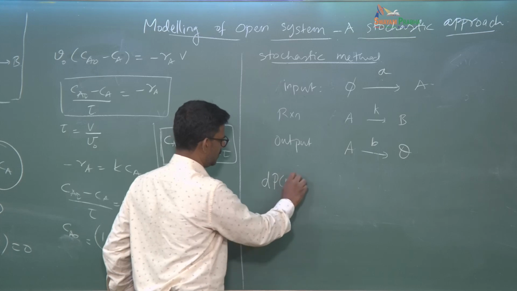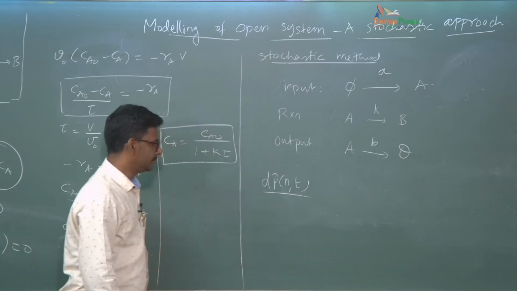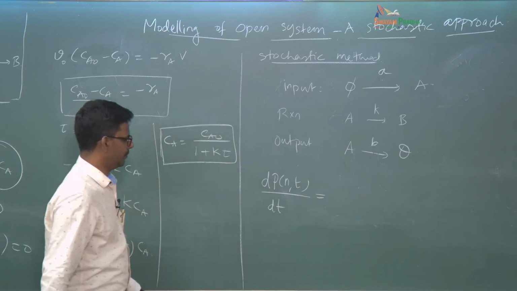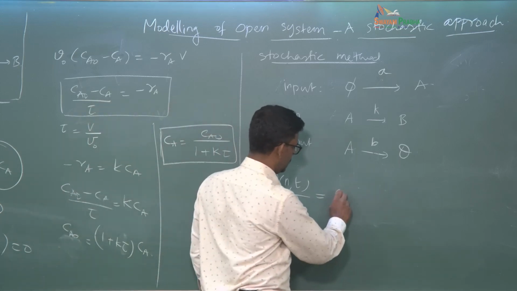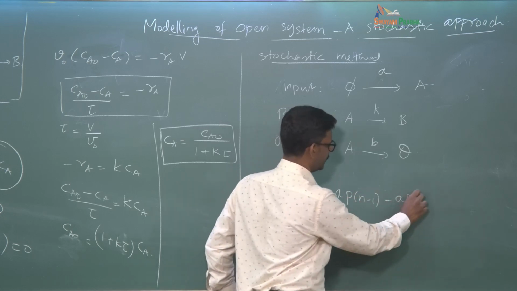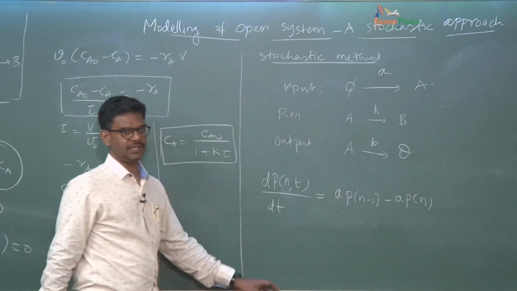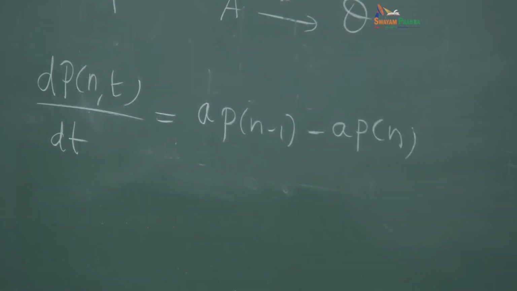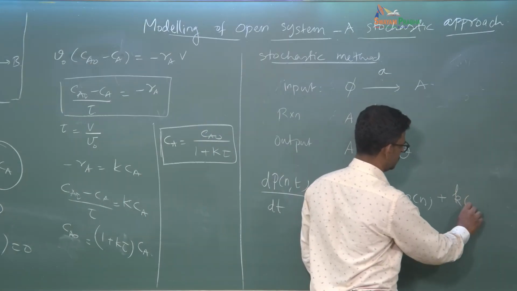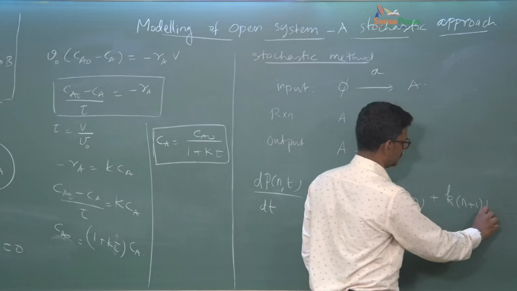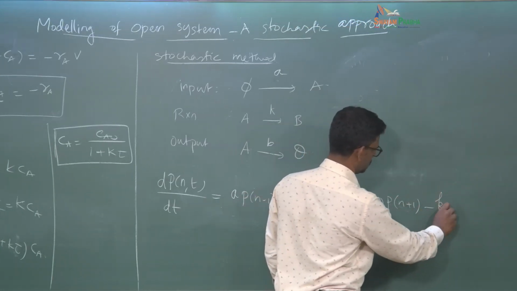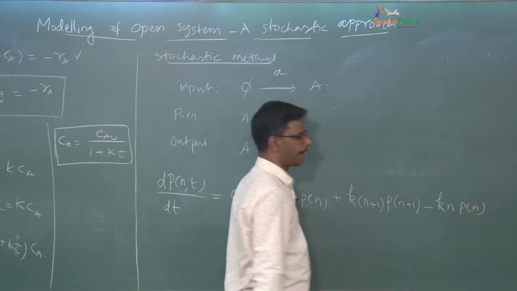So d of P(n, t) by dt, like before we have A times P(n minus 1) minus A times P(n). This models the injection or the input. Then we have the reaction.